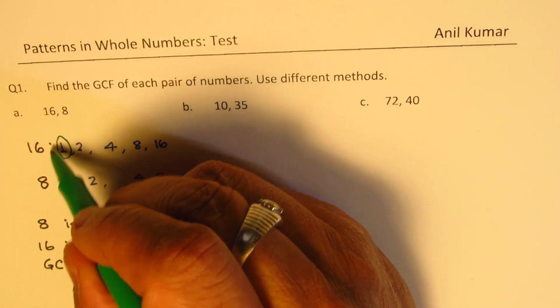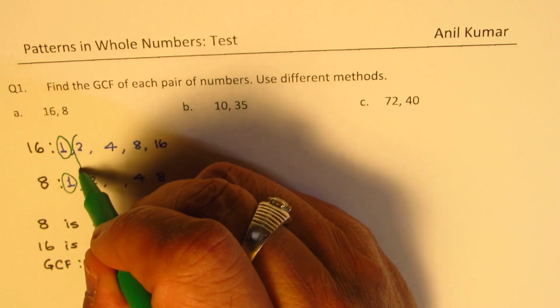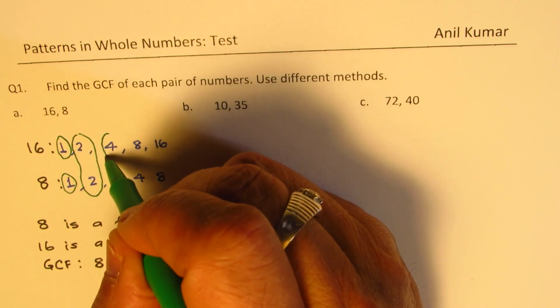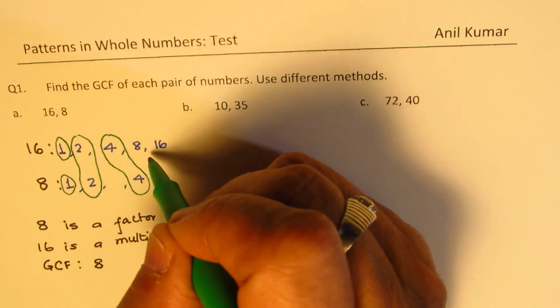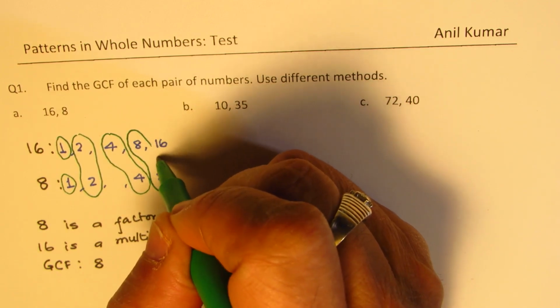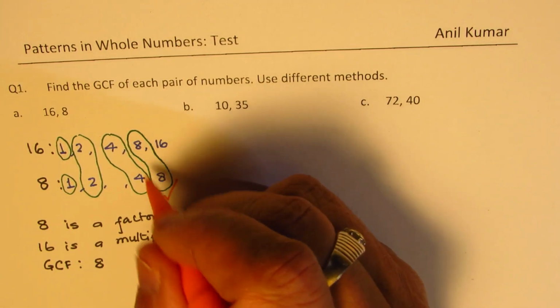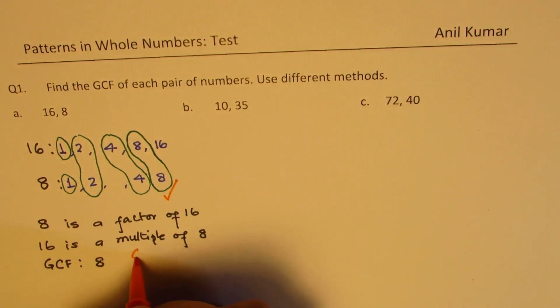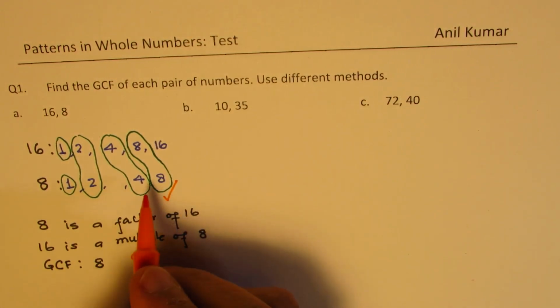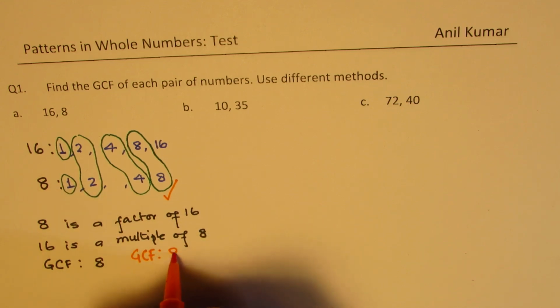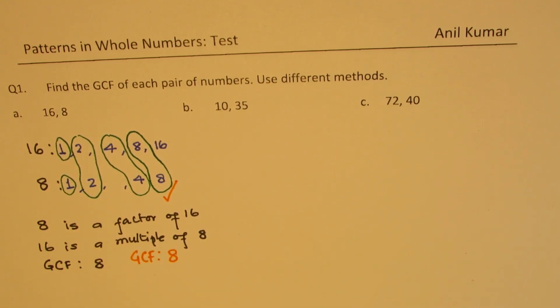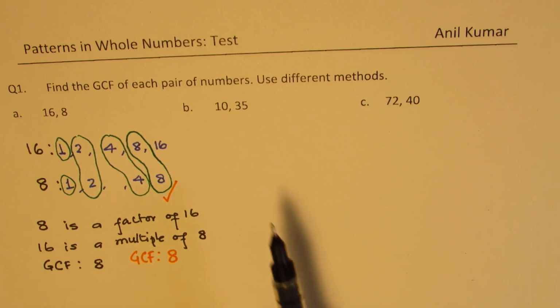Well, you know the common factors, correct? So these are common factors. These are all the common factors. Amongst the common factors, the greatest common factor is 8, right? So we can confirm again that GCF, the greatest of all these common factors, is 8. Does it make sense to you? Correct? So that is the second way of doing it. Perfect. Now let's take the next example.